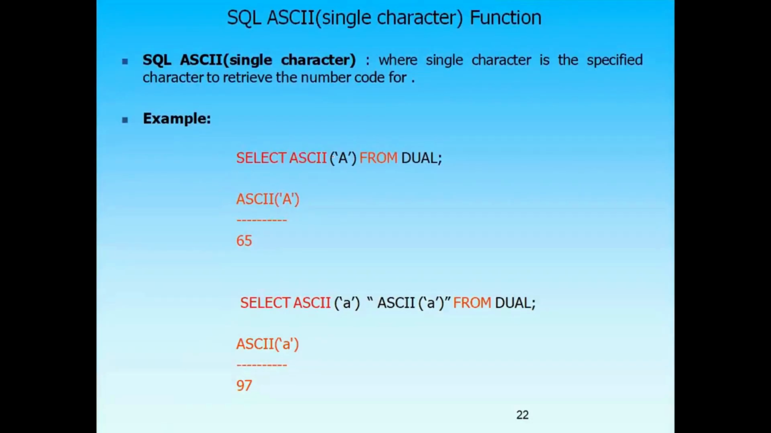Also, you can find out the ASCII value of a letter, right? So the ASCII function is there. Select ASCII in brackets, you can pass your character for which you want to retrieve the ASCII value, from dual. So for capital A, my ASCII value is 65. For small a, the ASCII value is 97, right? These are the examples here.